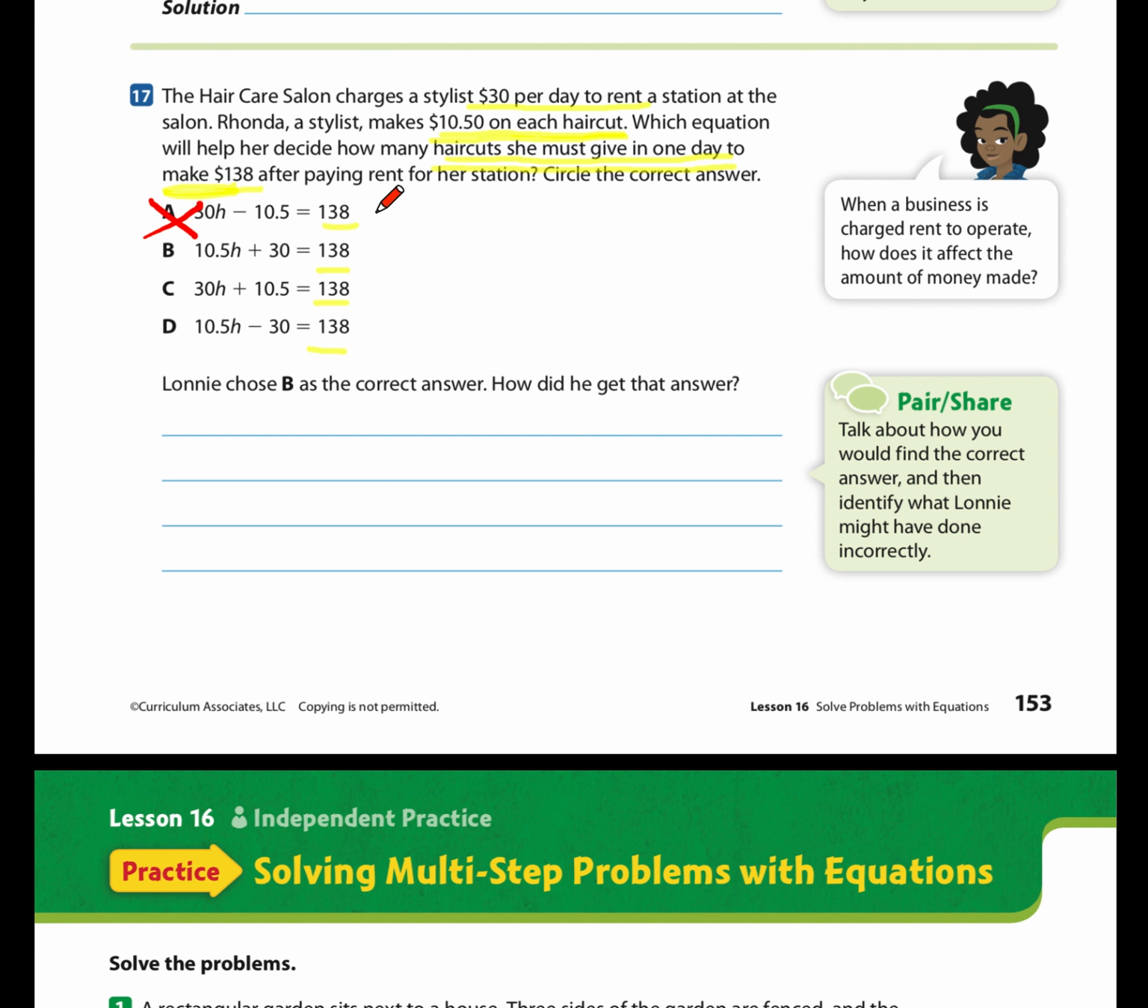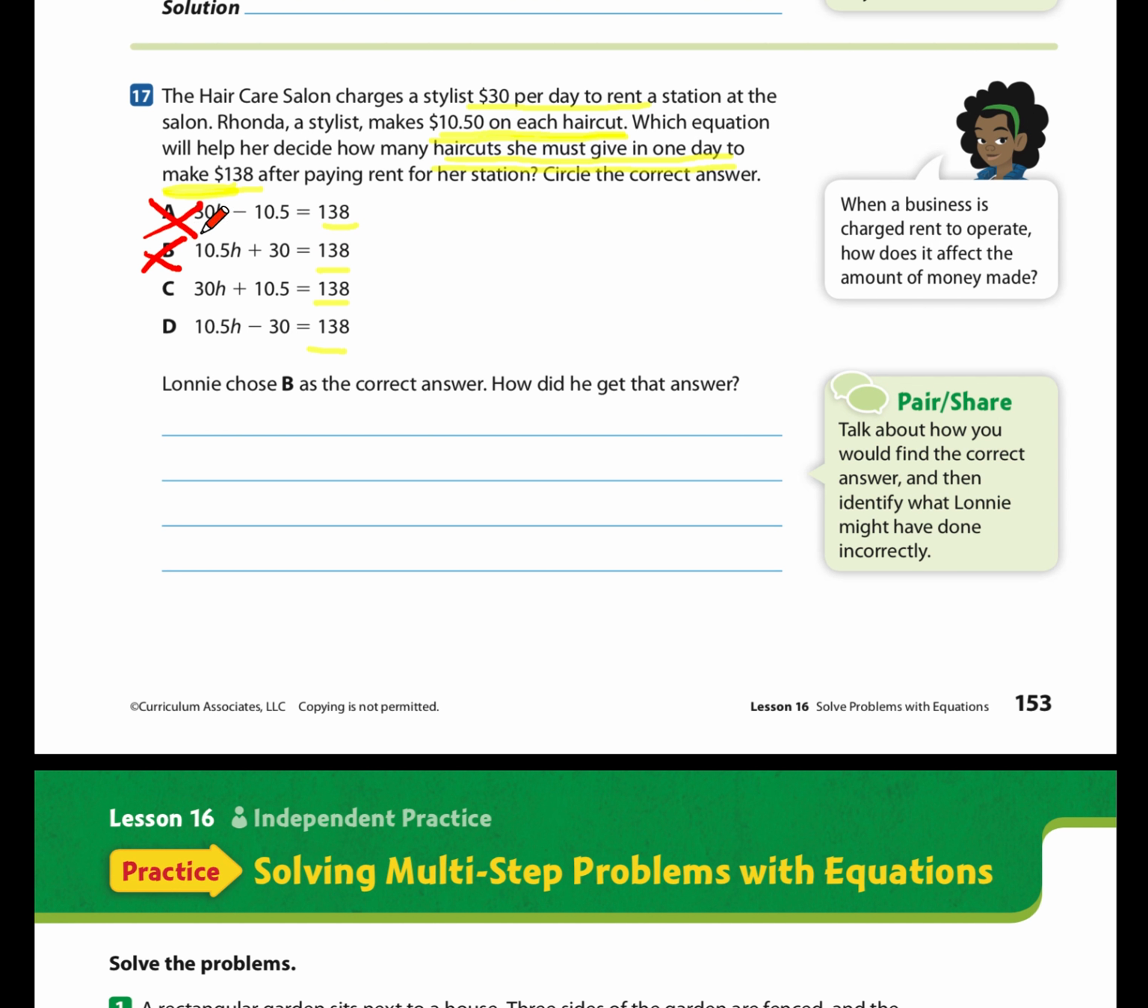All right, for B, is it 10.50 times a haircut plus the 30? Well, that's not going to work because that's saying she gets an extra $30. No, she's not getting $30. She has to pay rent. So this should have been a subtract $30. So that's not going to work. She's not getting extra money for having a booth.